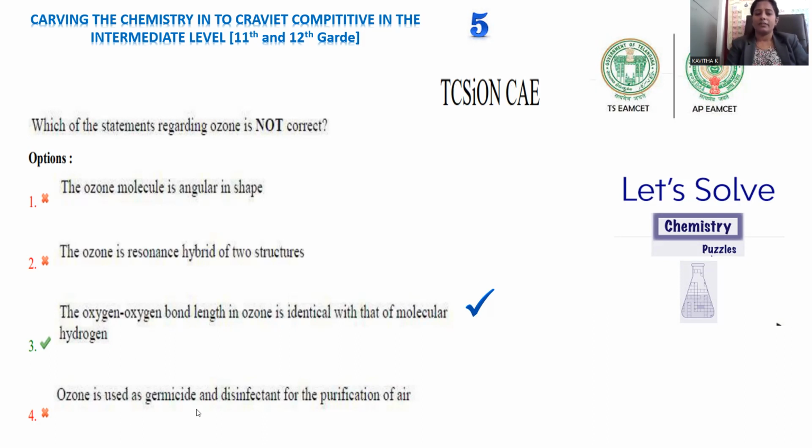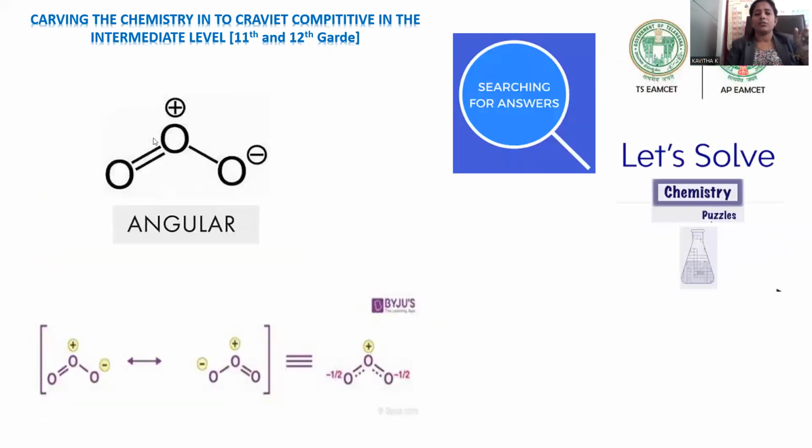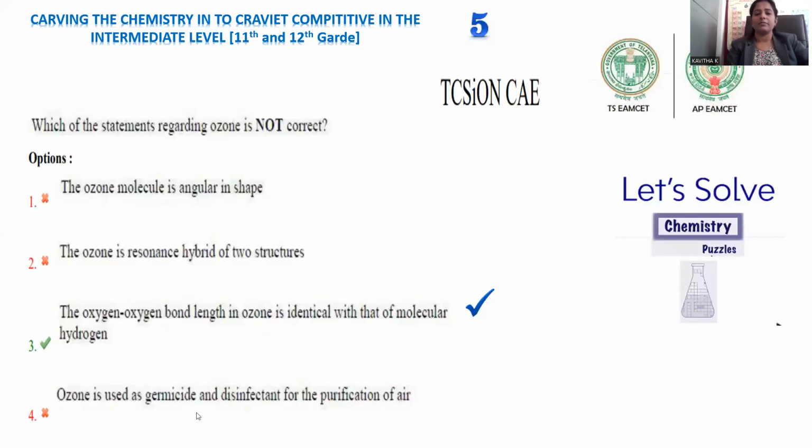And we already explained how germicidal action, disinfectant action and purification of air are possible with ozone. Ozone, O3, is very unstable in nature. This O3 can disintegrate into molecular oxygen and one nascent oxygen. The molecular oxygen can raise the oxygen level in the air, but the nascent oxygen will kill all the germs, infection-causing organisms, and any microbes that are there. So this is exactly the application of ozone. For question number 5, option number 3 will be the correct answer.